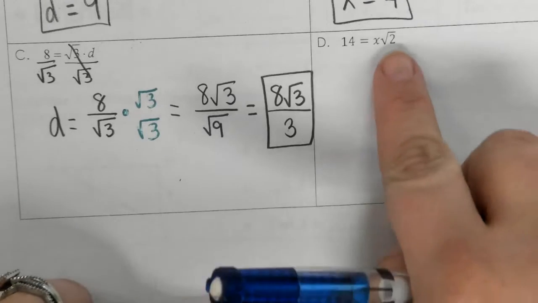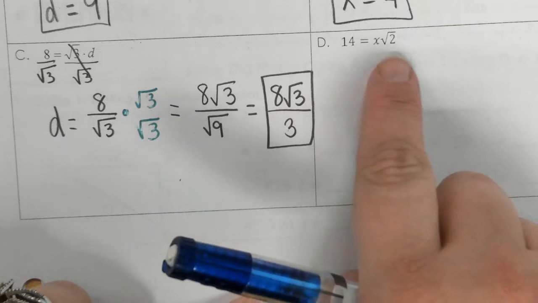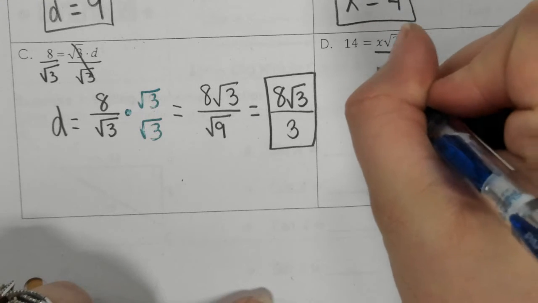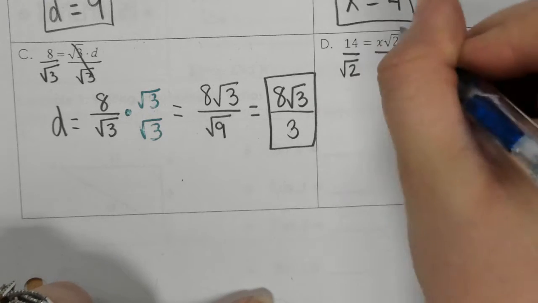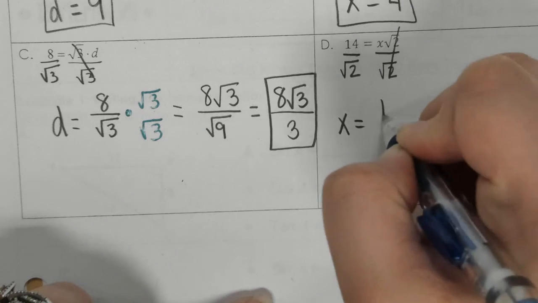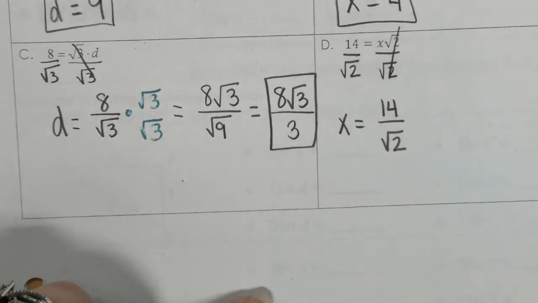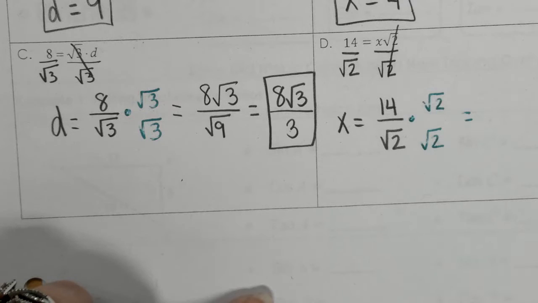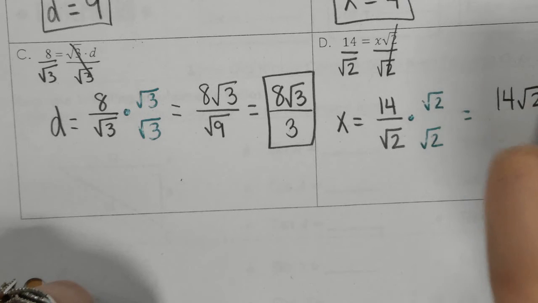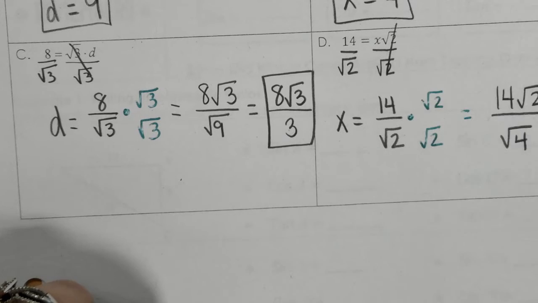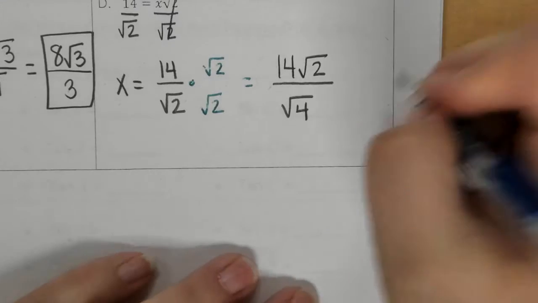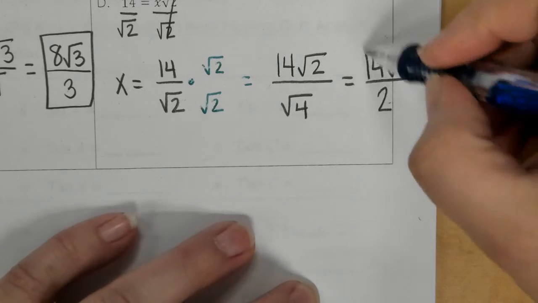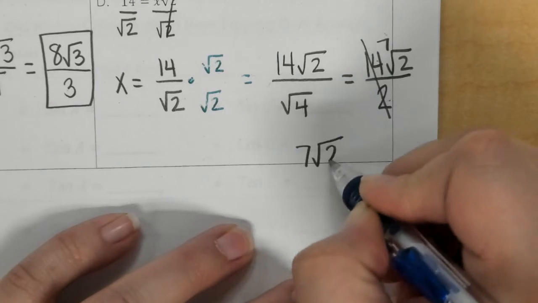In letter D, this is the same thing as this here. I just wrote it a little bit differently. So I'm still dividing. This still means division. X times radical 2, the opposite is to divide by radical 2. So I have x equals 14 over the square root of 2. I need to multiply by the denominator. And I get 14 radical 2 over the square root of 4. Square root of 4 is 2. And 14 divided by 2 is 7. So my answer is 7 radical 2.